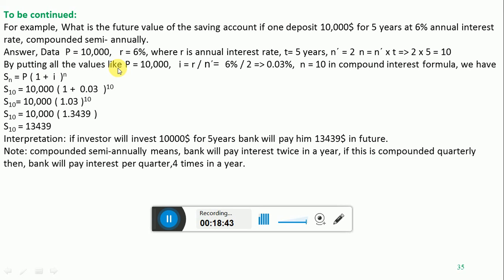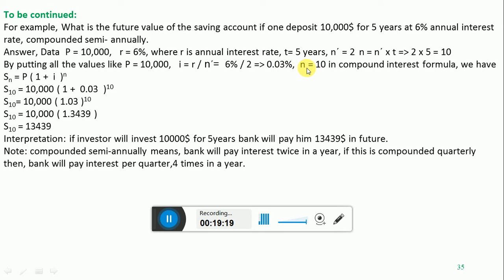Now, putting in all the values: P is $10,000, I is 0.03. Look, we change the annual interest rate 6% to the interest rate per compounding period, I. Divide R by N prime: 6% divided by 2 is equal to 0.03. You can say 3%, meaning that I is the interest rate per compounding period. The given interest rate is annual, 6%. We have to change the annual interest rate to semi-annual, so we divide 6% by 2, and that is 3%.